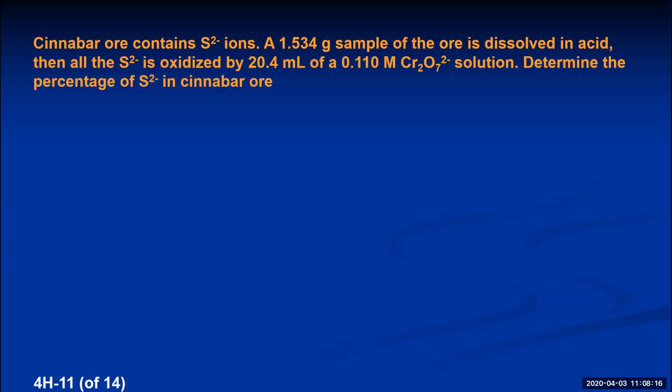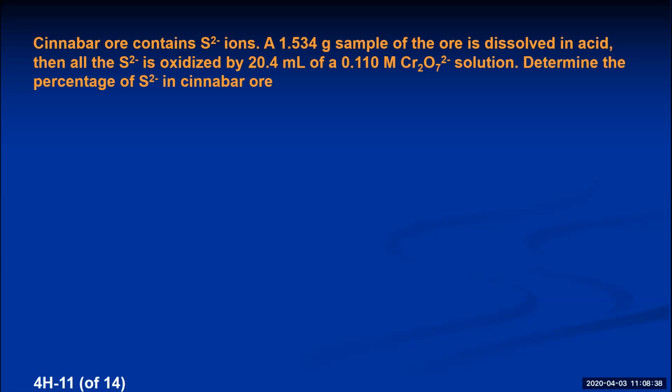So a rock is not a pure chemical. It's a mixture of lots of different things. And you're trying to find out how much sulfide is in that. So the reaction that's going to take place is not cinnabar ore plus something. It's the component that will react in the cinnabar ore. It's the sulfide ions. So the sulfide ions are the ones that are going to be reacting with the dichromate.